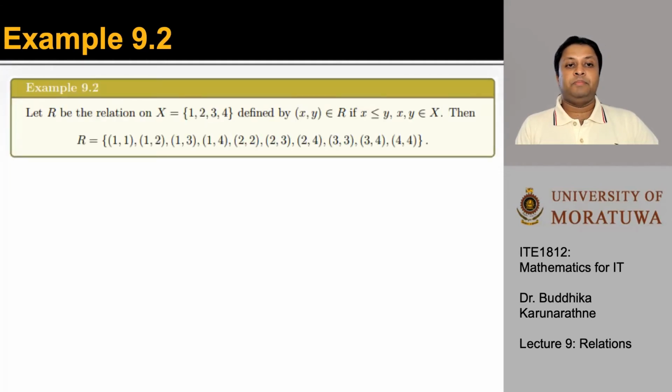Another example. Let R be a relation on X, where X includes 1, 2, 3, and 4, defined by (x, y) in R if x is smaller than or equal to y, with x and y also in X. Then we can define the relation R as (1, 1), (1, 2), (1, 3), and so on. This should satisfy the condition given in the relation.